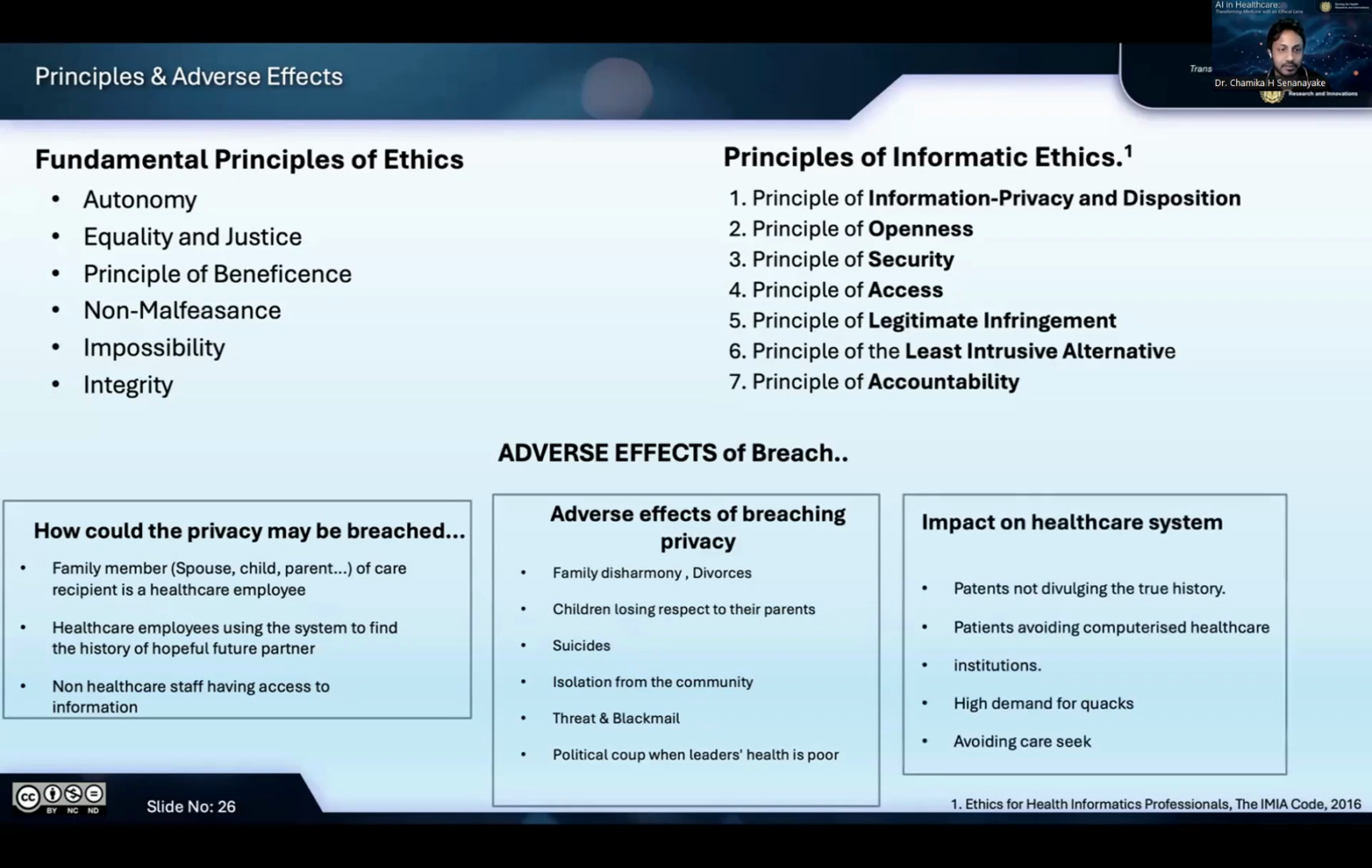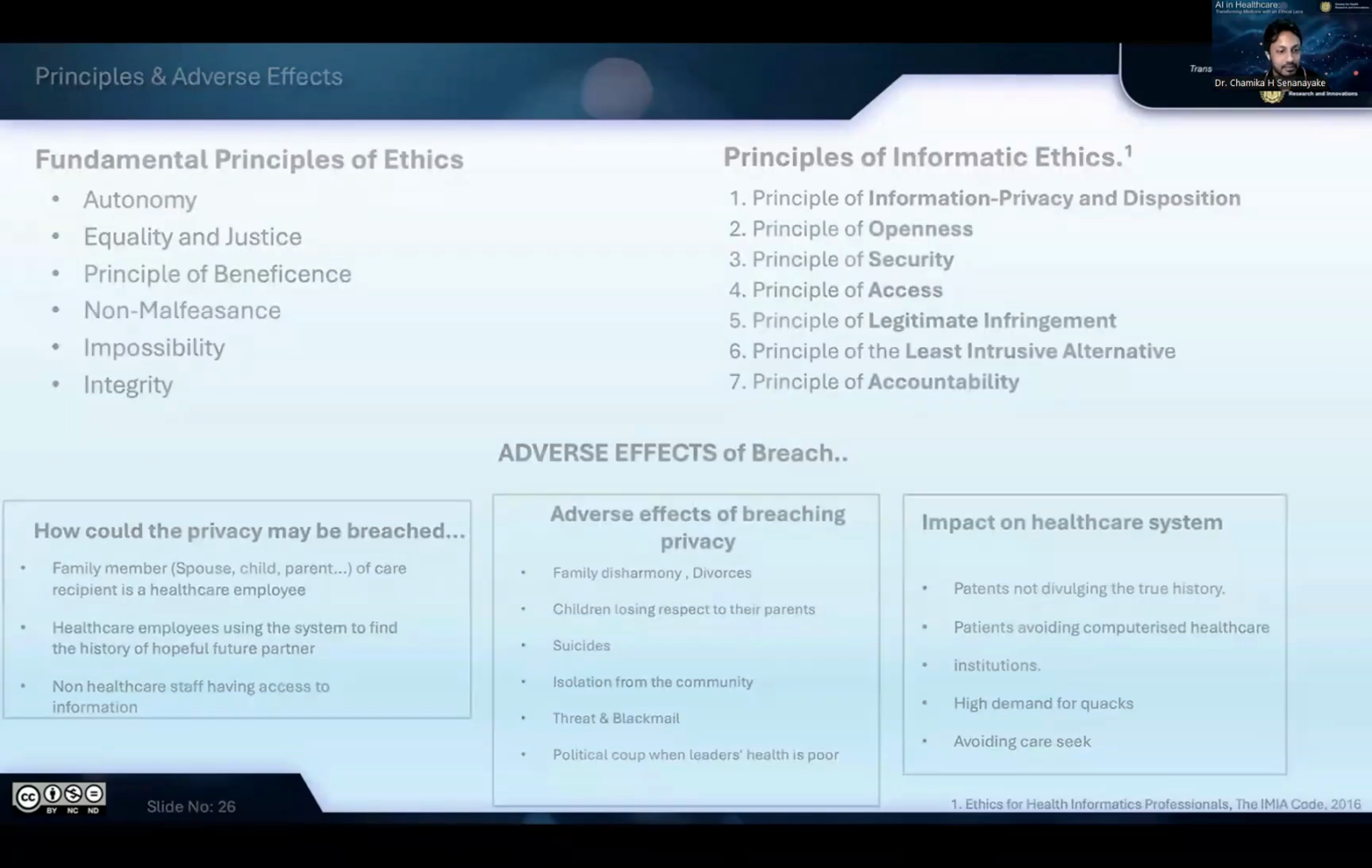And what about the impact on the healthcare system? Patients tend not to divulge the true story, because in our cultural context, when it comes to information, they trust only the doctors and the lawyers. So that thing can go bizarre. Also, patients avoid computerized healthcare and institutions, there is a high demand for quacks, and patients avoid care when sick. Those are some of the main adverse effects on the healthcare system itself.